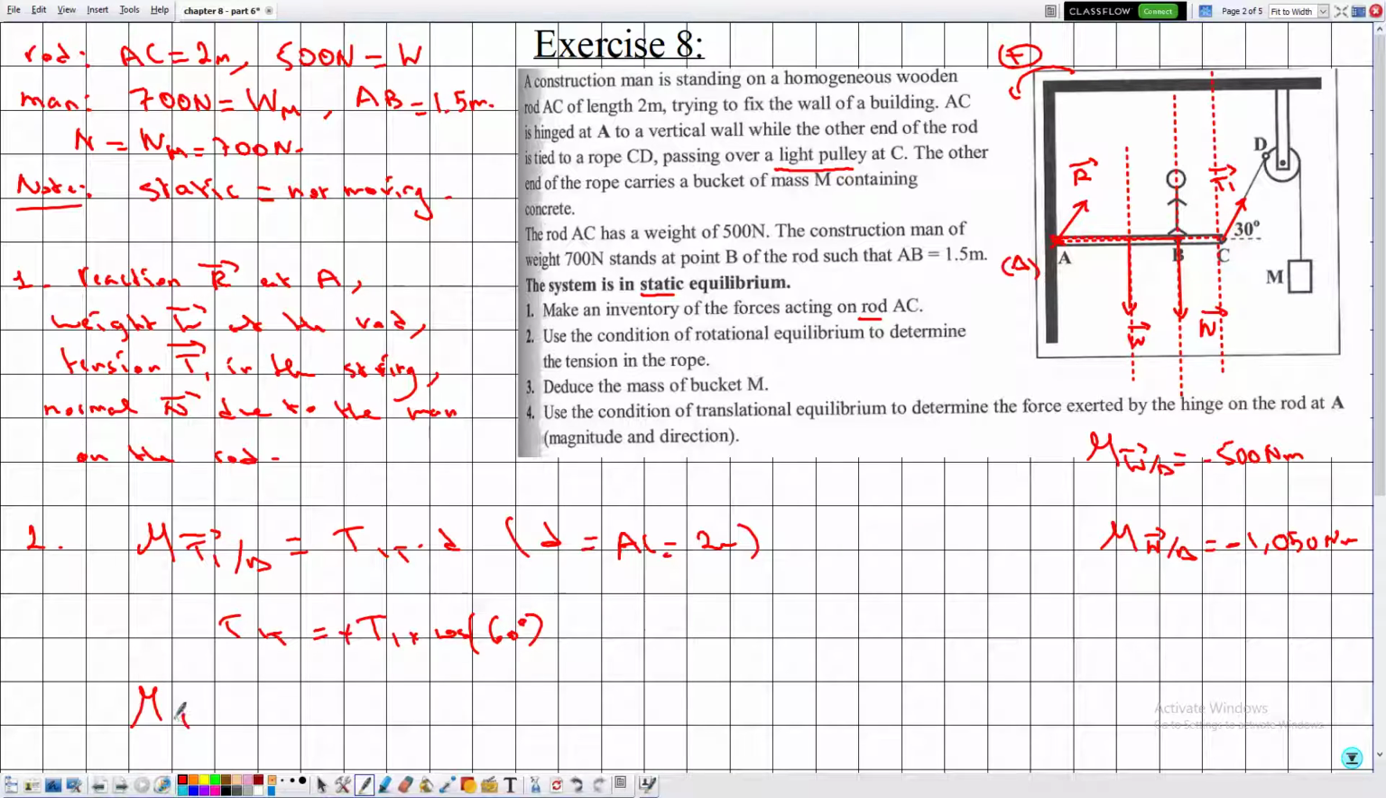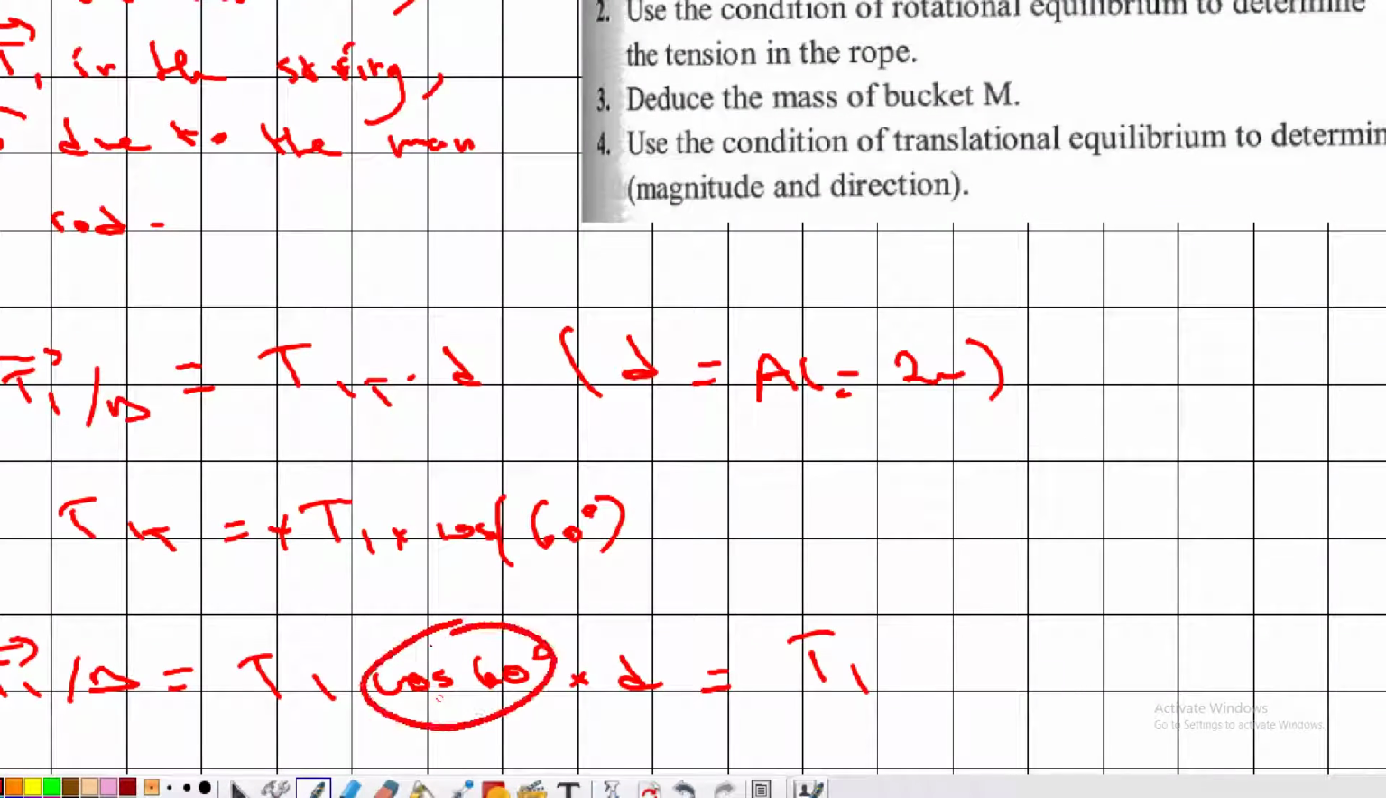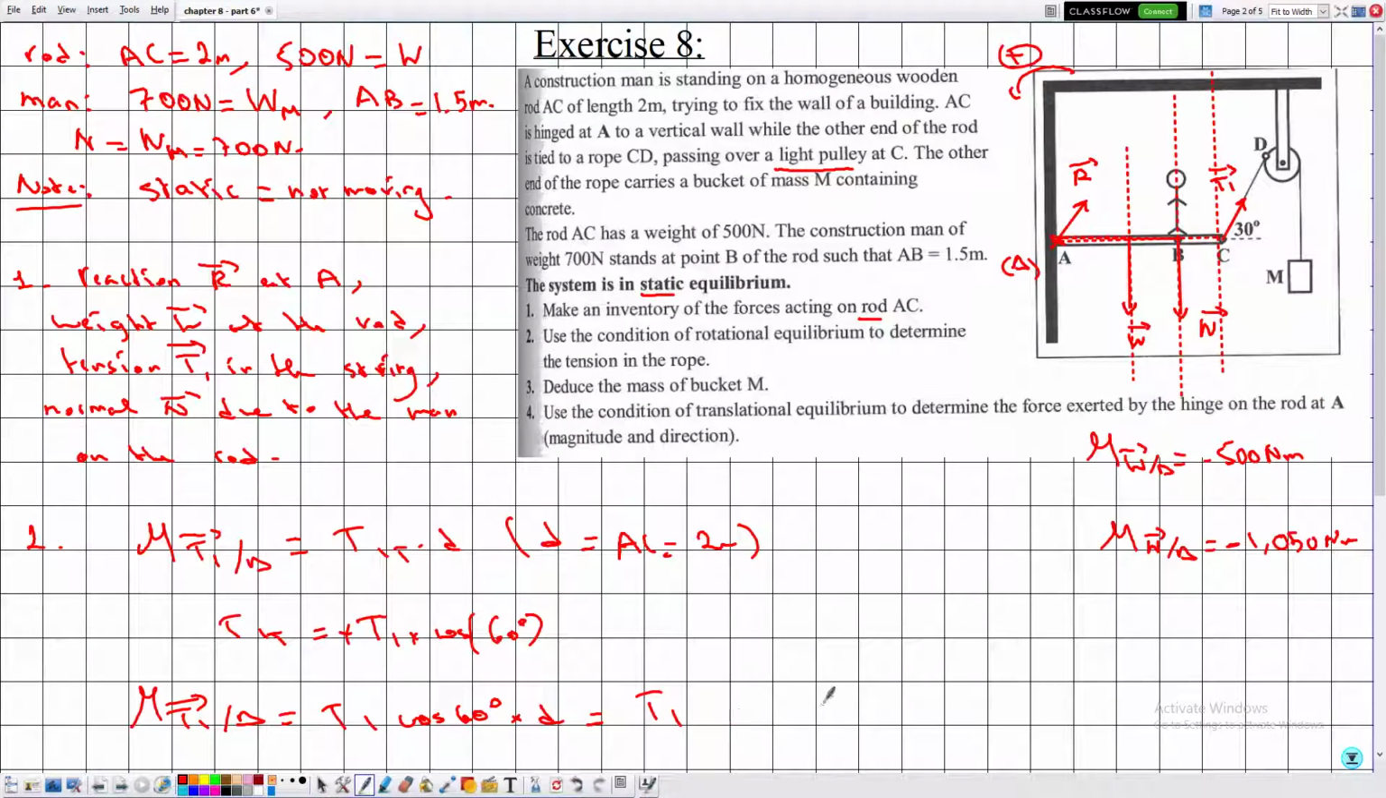Now the moment of the tangent T1 over delta will be given by T1 cosine 60 multiplied by the distance T. T1 must be kept as an unknown. Cosine 60 is given by half, and the distance T is given by AC, which is equal to 2. So this is equal to T1.